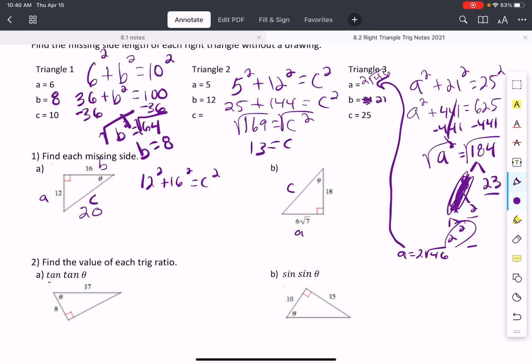Doesn't matter which one you call A and which one you call B. All right? So I have A squared, 6 root 7. Now, because there's more than one thing there, you got to make sure it goes in parentheses or it's going to mess you up. Okay? Plus 18 squared equals C squared.